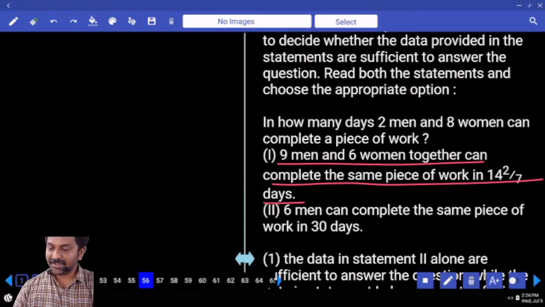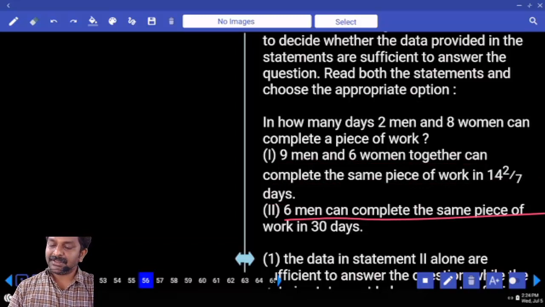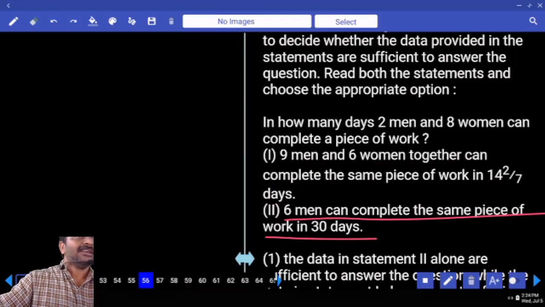Yes. Next. 6 men can complete the same piece of work in 30 days. Here also we have information regarding total work. So here also we have information regarding total work, but not the relation between men and women. So the answer cannot be found by using the second also.